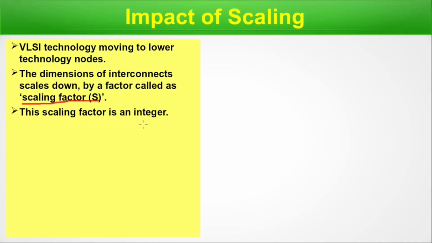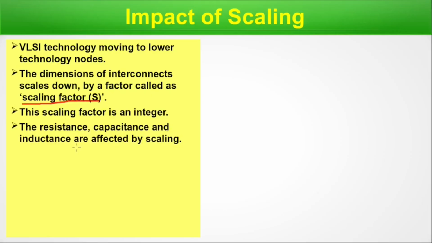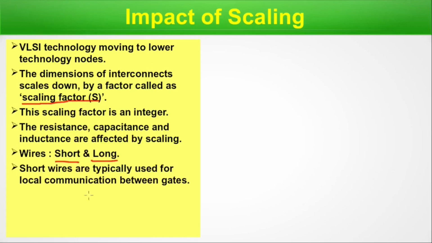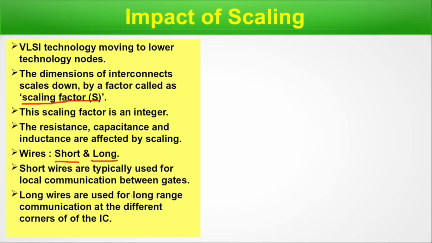And this scaling factor is an integer. The resistance, capacitance and inductance are affected by scaling because all are functions of length, height and width. There are two types of wires, short and long. Short wires are typically used for local communication between gates, local interconnects, and long wires are used for long range communication at the different corners of IC.